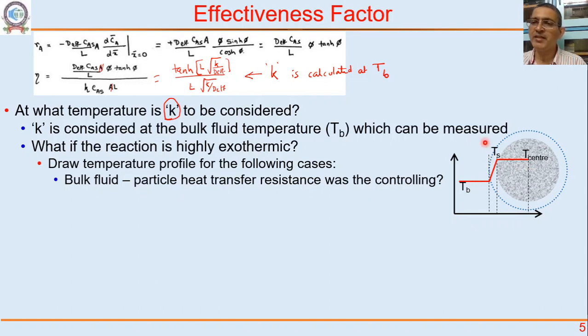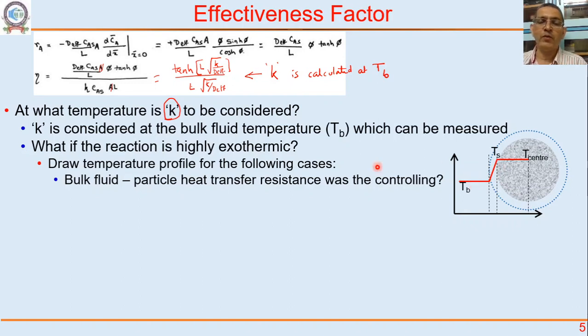A diffuses inside, but heat diffuses outside because inside is where heat is generated. That's where temperature rises. And if external heat transfer is limiting, then temperature would be uniform here. No heat transfer limitation inside the catalyst particle. All the heat transfer resistance is in the external film and in TB.